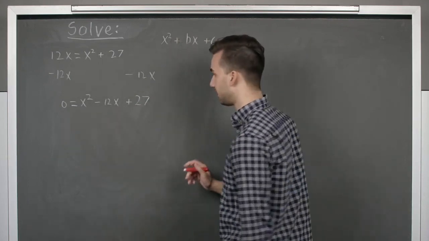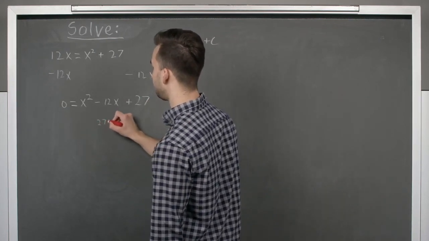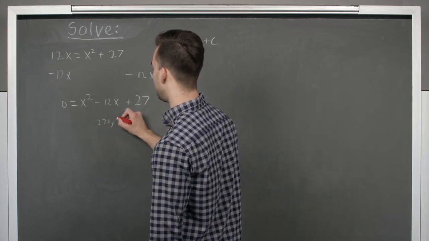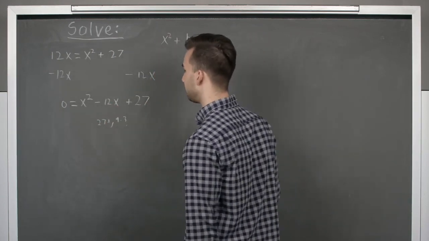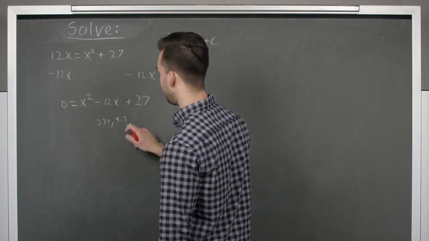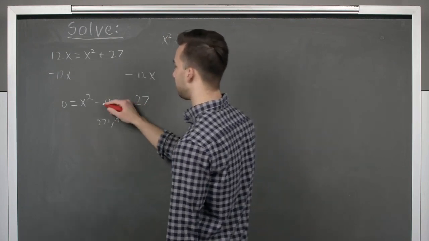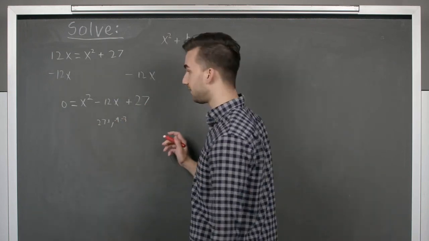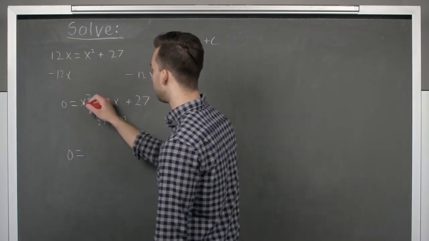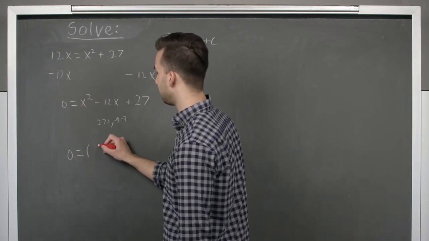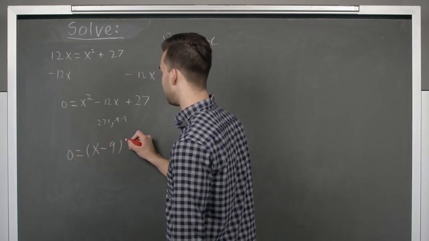Well, let's find factors of 27. So we have 27 and 1, and then we have 9 times 3, and that actually looks like it will add up to 12. And it looks like we'll use a negative for both. So let's factor that. How we do that is we leave this other side equal to 0 still, and then we can factor. We have x negative 9 times x negative 3.